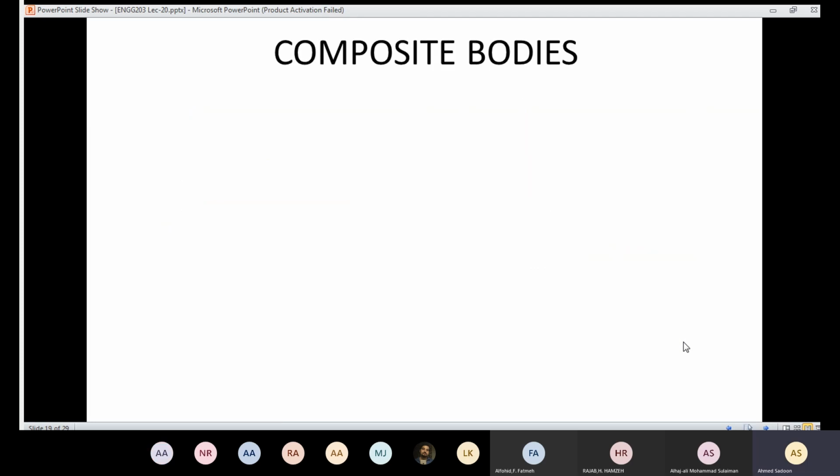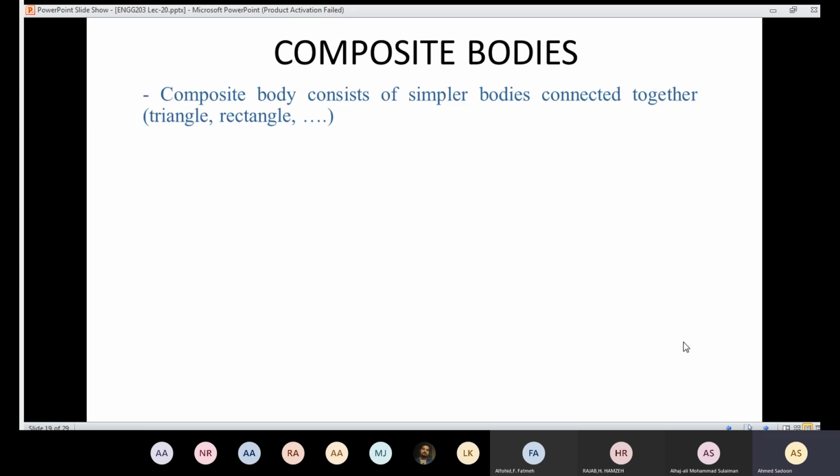Today, we are going to talk about the composite body. So what does it mean by composite bodies? A composite body consists of simpler bodies connected together, like a triangle and a rectangle. So in engineering, we are going to use composite bodies a lot. When we have a composite body, that means it consists of simpler shapes like triangles and rectangles.